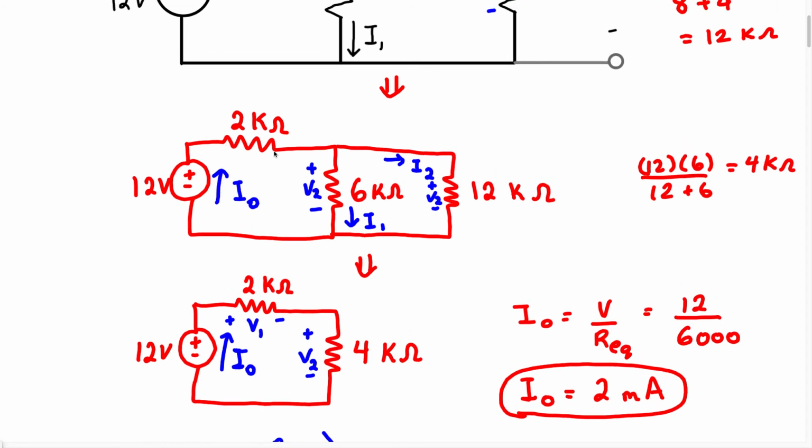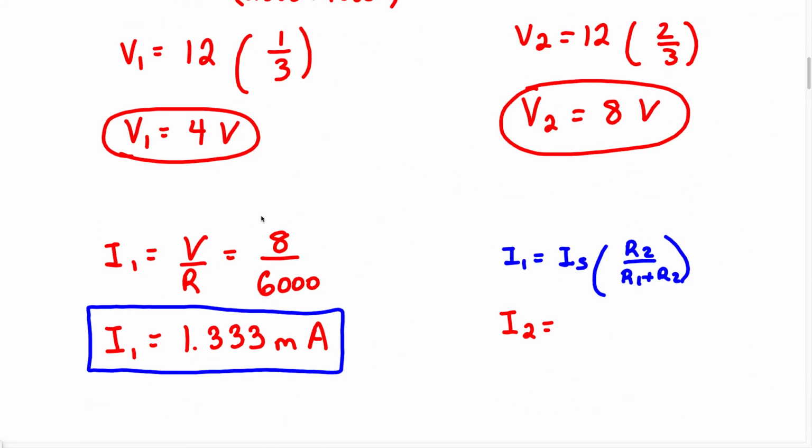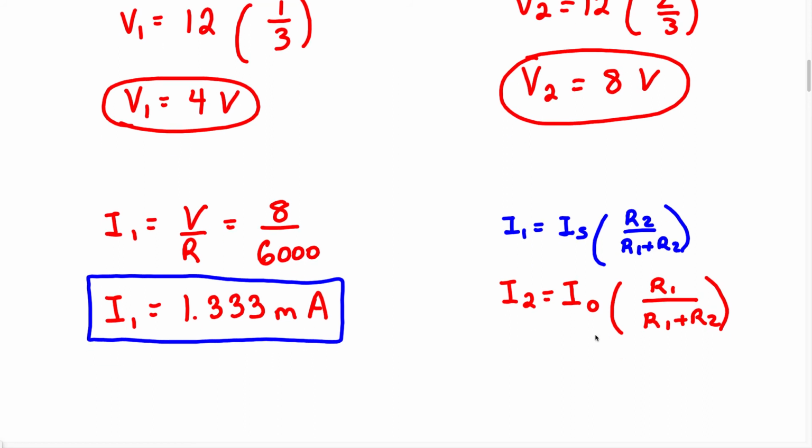Why? Because we know this current right here is going to enter this node and it's going to split, which means when we add these two currents, this is going to be our source current. So I'm just going to write I sub 0. And because we want to find the current in the second resistor, we're now going to write the equation as R1 over R1 plus R2. So if we want to find the current in the second resistor using current division, we must use the first resistor as our numerator, R1.